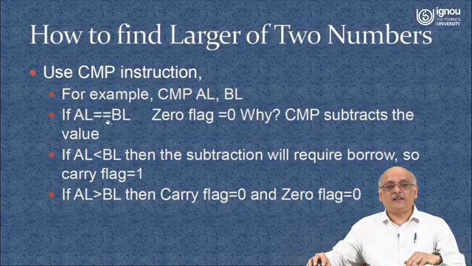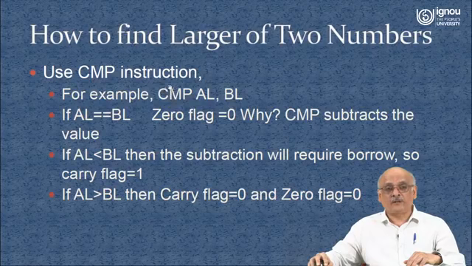Now if AL is equal to BL, then the zero flag will be set. Why will the zero flag be set? Because compare will subtract AL and BL. So it subtracts the values and sets the zero flag, because the result of this operation is zero. It does not change the value of the AL or BL register, but it simply subtracts the source from the destination. So this compare instruction will not change the value of any register.